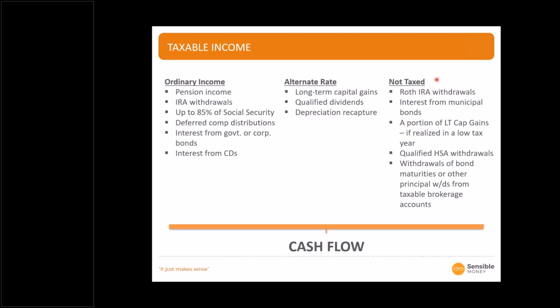Then there's items that aren't taxed. So you have Roth IRA withdrawals, assuming you follow the rules, of course, interest from municipal bonds. You have a portion of your long-term capital gains. If you can realize capital gains in a low tax year, you may be able to have those gains qualify for the 0% tax rate. There's qualified health savings account withdrawals. There's withdrawals of bond maturities or other principals.